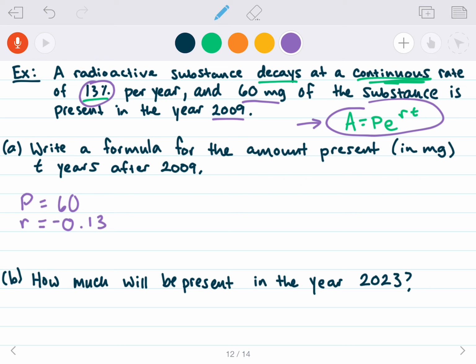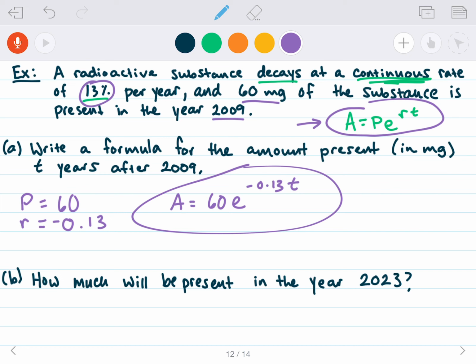Now, you don't do that in the other formulas. This is the only formula where we attach a positive or a negative depending on if it's growing or decaying. Okay, so that's our P and our r, and now we have our formula. Our formula is simply 60, our initial value P, times e to the negative 0.13t. So that is our answer here. And we leave t alone because that's our independent variable. That's what we're going to be plugging values into.